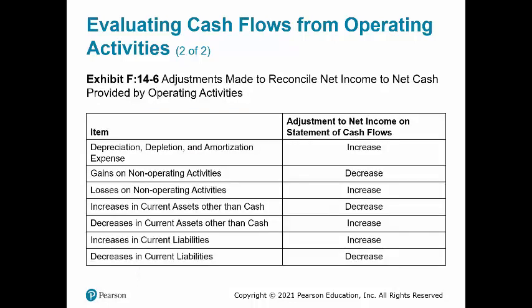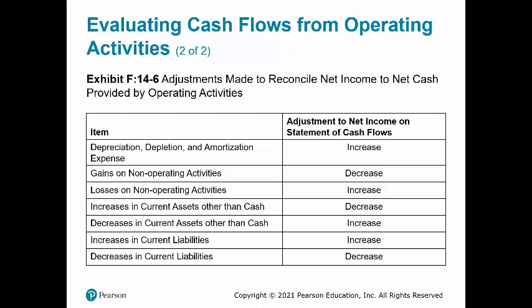Now let's review quickly what we just went over about evaluating cash flows from operating activities. We always start out with accrual basis net income, and then we make adjustments to determine cash basis net income. The first adjustment would be to add back all non-cash expenses to net income. Expenses such as depreciation expense, amortization expense, or depletion expense represent expenses that are not related to current cash flows.